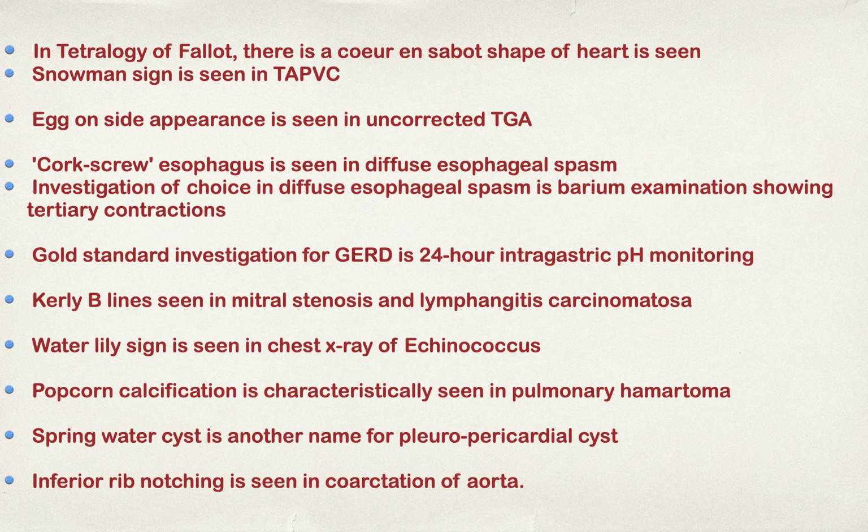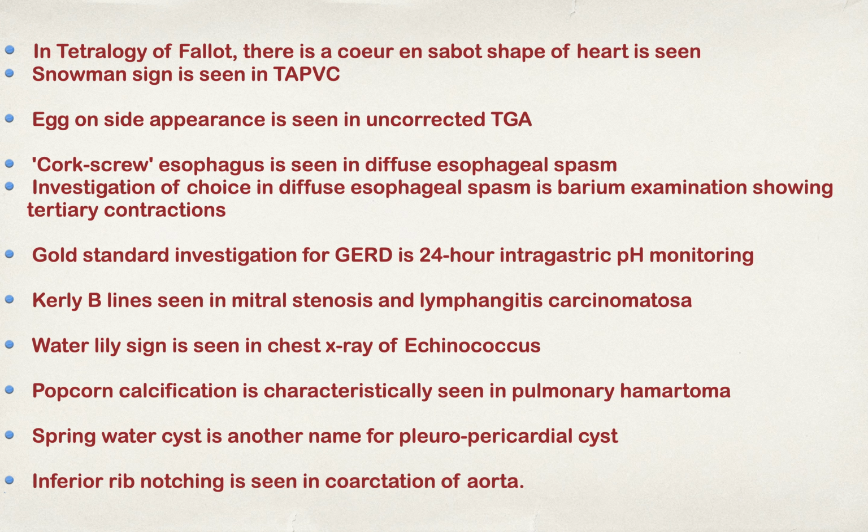Corkscrew esophagus is seen in diffuse esophageal spasm. And investigation of choice in diffuse esophageal spasm is barium examination showing tertiary contractions. Also in this, corkscrew esophagus is seen, but the investigation of choice is different. So remember this. Now gold standard investigation for GERD is 24-hour intragastric pH monitoring.